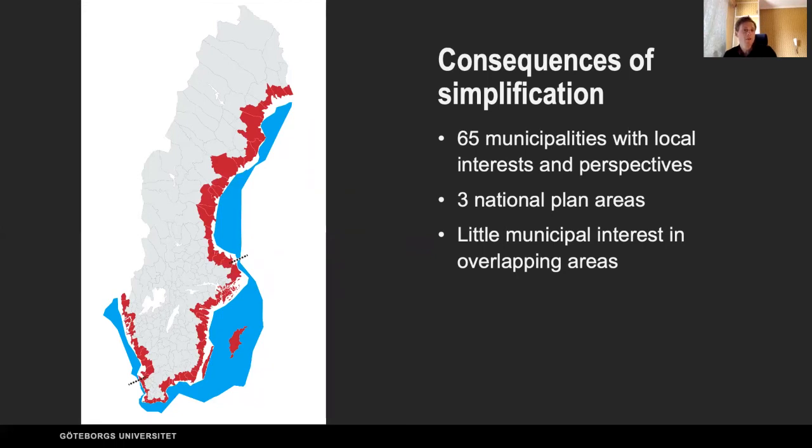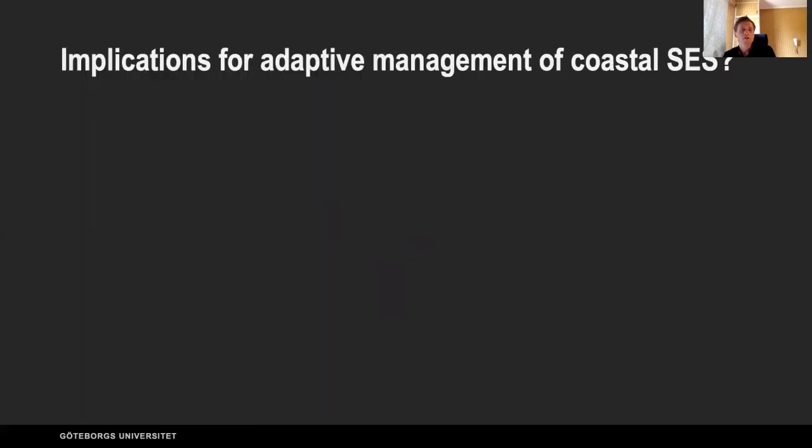So the municipal plans may be adaptive in that they are supposed to be revised every now and then, and the same for the national plans. But if they're not connected, this may be a problem. So what's the implications here? What am I talking about?